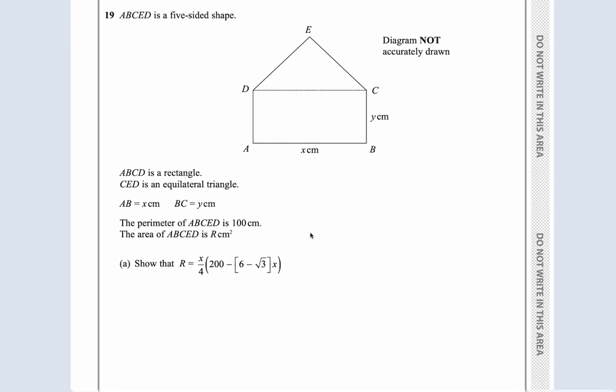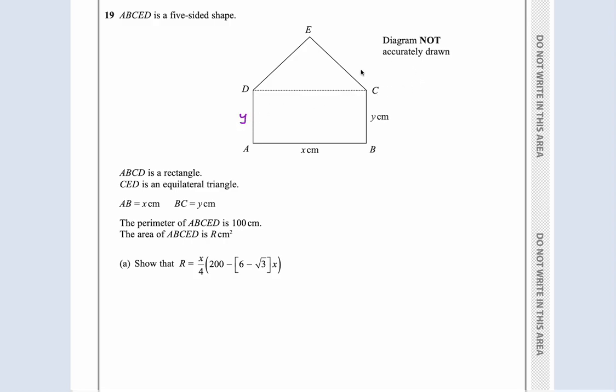Question 19. ABCDE is a 5-sided shape. ABCD is a rectangle. This is an equilateral triangle. We have x, we have y. It gives us the perimeter of the whole thing is 100, and the area is r. Show that r is equal to this. Okay, fine. So this is x, this is y, this is y.